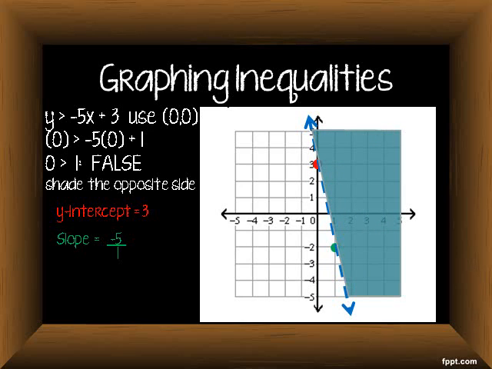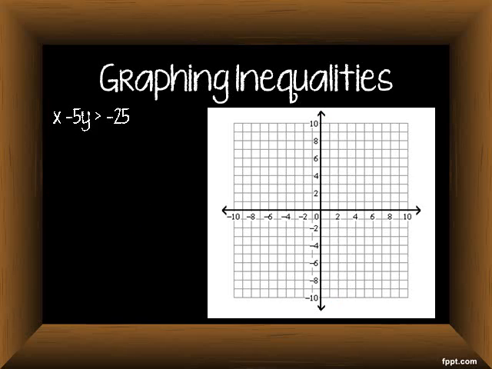Let's try one more. X minus 5y is greater than negative 25. And let's look ahead. First of all, are we going to use a dotted line, a dashed line, or are we going to use a solid line? Well, let's look at the symbol. It's a greater than symbol. It's not greater than or equal to. Therefore, since there's no reference to it being equal, we will not use a solid line. We will use a dotted line or dashed line.